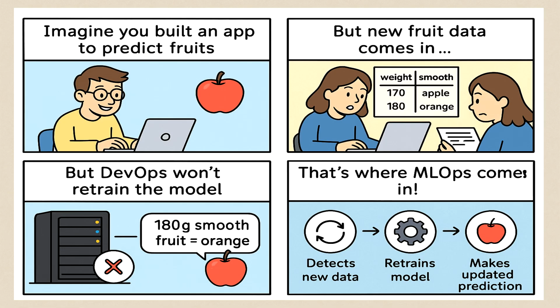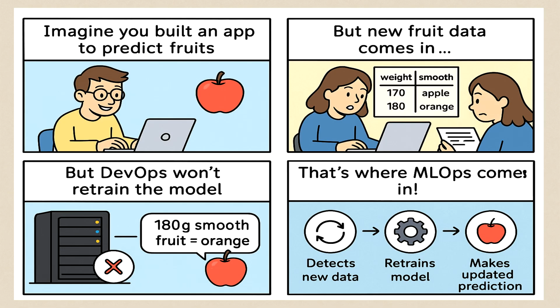I developed it using DevOps, and everything is live. I have used DevOps to deploy the application, and DevOps helps with things like automating the code, deployment, uptime, and server management. So the application is now live and running smoothly, but my predictions are going very wrong. It's confusing apples with oranges. Here you can see I have trained the model with 180 as apple, 170 as apple, and 180 as orange.